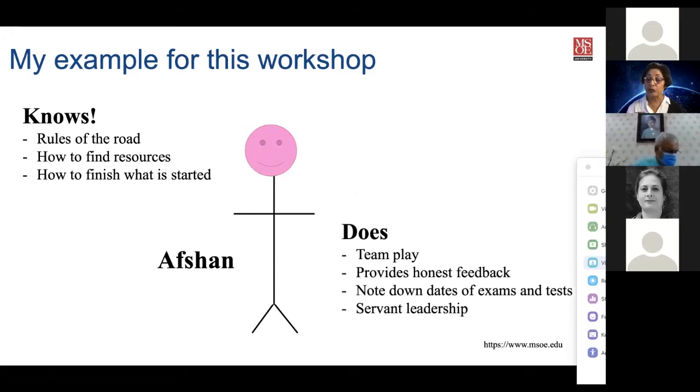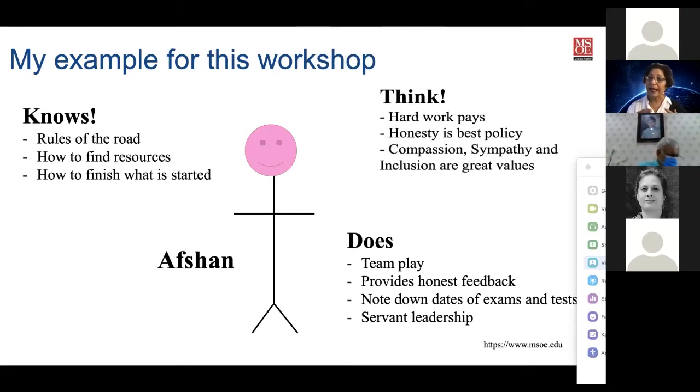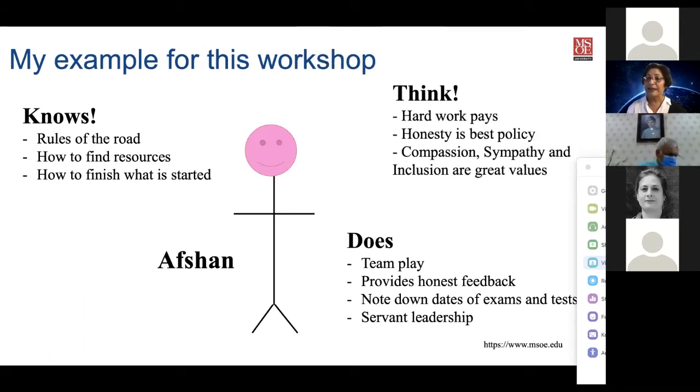What I want them to do, I want them to be a team player. I cannot make them a team player, but I can wish that they should be a team player. I want them to provide honest feedback to me. I want them to note down dates of exams and tests so that they can be successful. I want them to do servant leadership. Servant leadership means there are many good characteristics in them. They are empathetic, they are sympathetic, they are innovative, they are inclusive, and things like that. And I want them to think that hard work pays off.